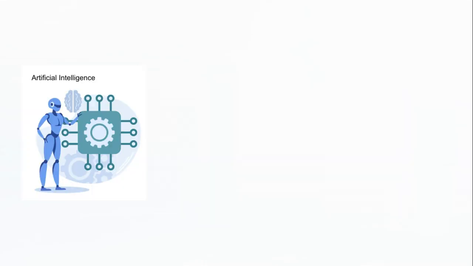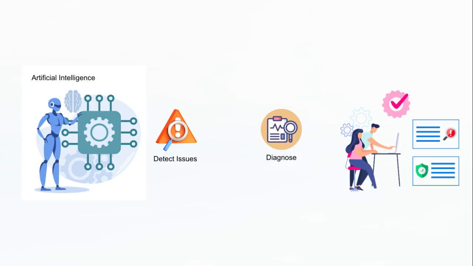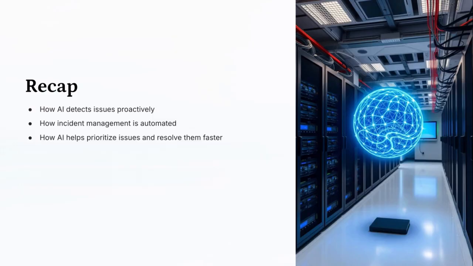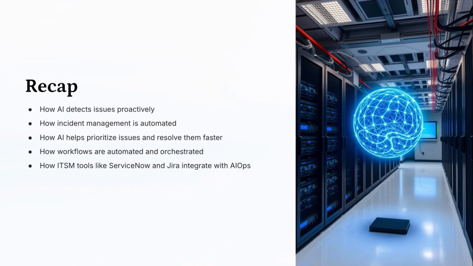AIOps is revolutionizing IT operations by leveraging automation and orchestration to detect, diagnose, and resolve incidents faster. To recap, in this tutorial, we covered how AI detects issues proactively, how incidents are automatically managed and prioritized, how AI speeds up root cause analysis and remediation, how orchestration improves IT efficiency, how AIOps integrates with ITSM tools like ServiceNow and Jira, how chatbots enhance IT support.